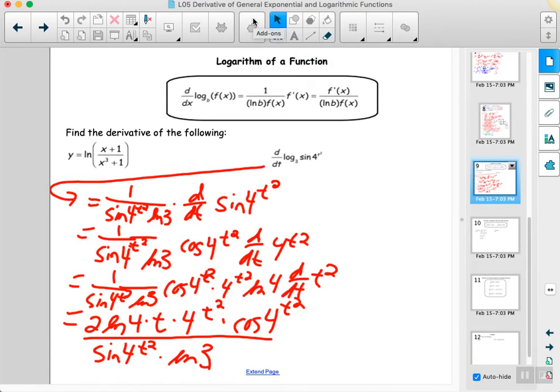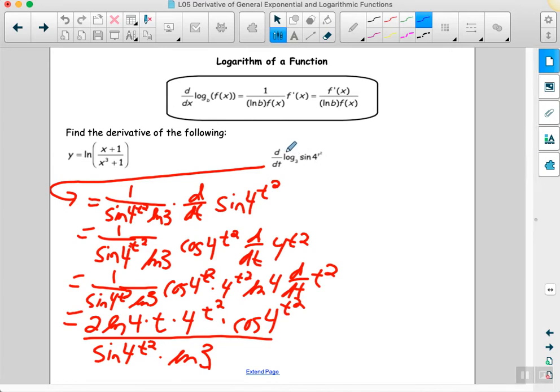All right, so let's work our way through this particular one. This one is really a composition of several functions. So the outermost function is log base 3. Then we have a sine. Then we have a 4 to the x. And lastly, we have a polynomial t squared.